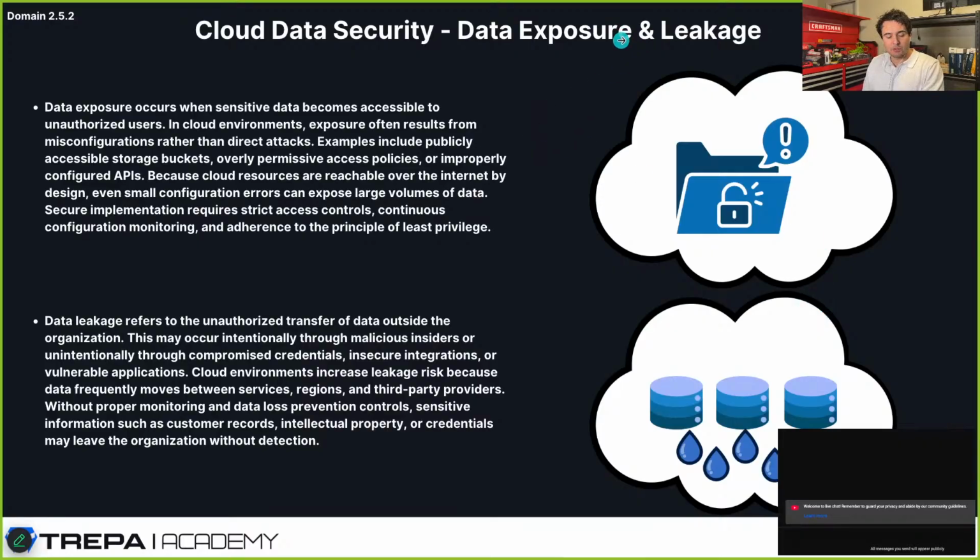Cloud data security. So let's talk about data exposure and leakage in the cloud and how it may differ from what we learned on-prem. Data exposure occurs when sensitive data becomes accessible to unauthorized users. That doesn't change whether it's on-prem or in the cloud. Now, why is this different? Because again, the cloud is really a data center that's managed by that CSP, and they give you portal access.